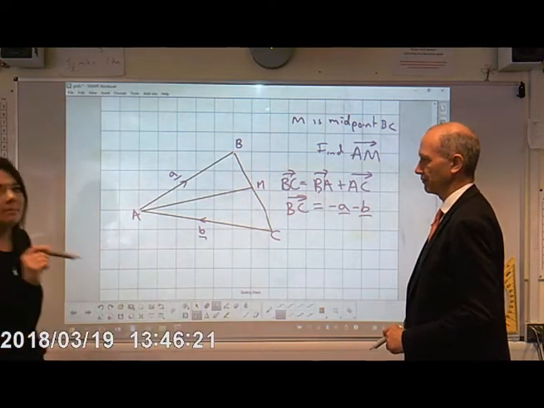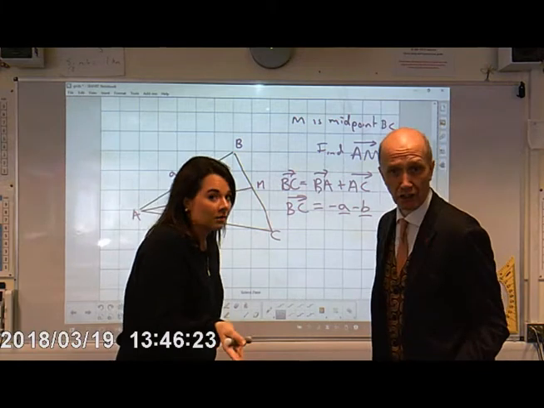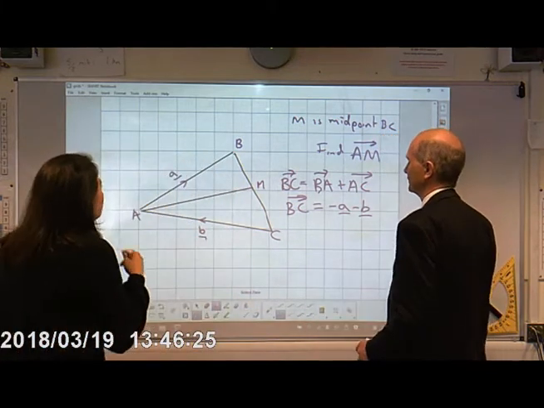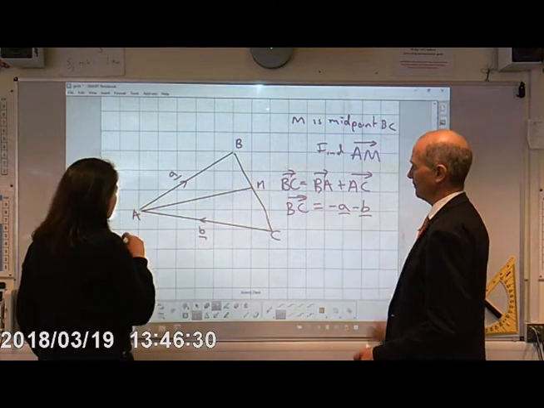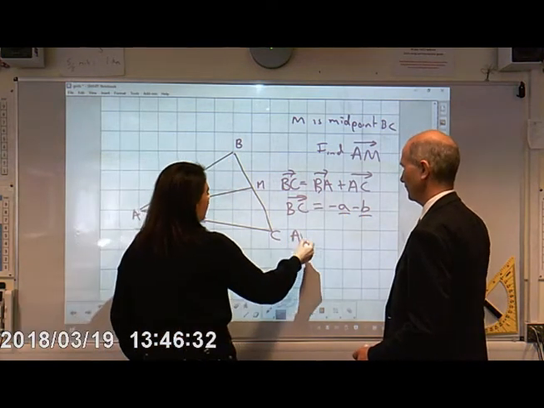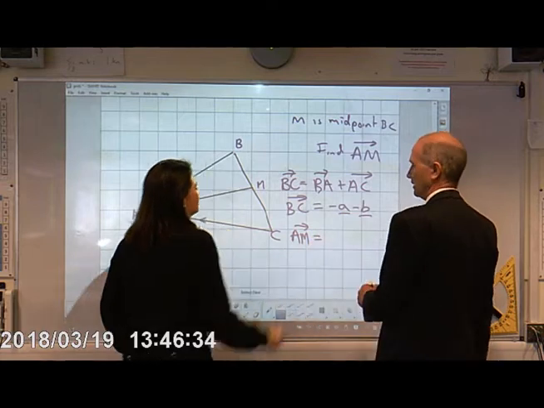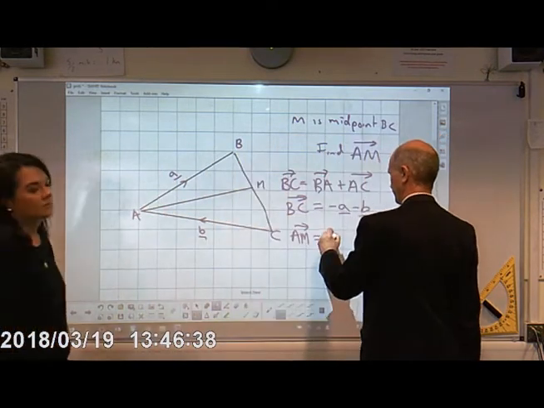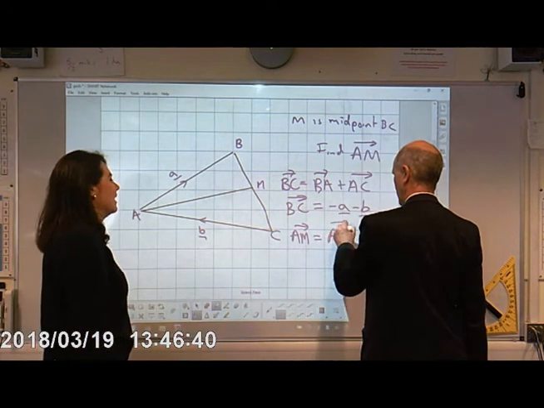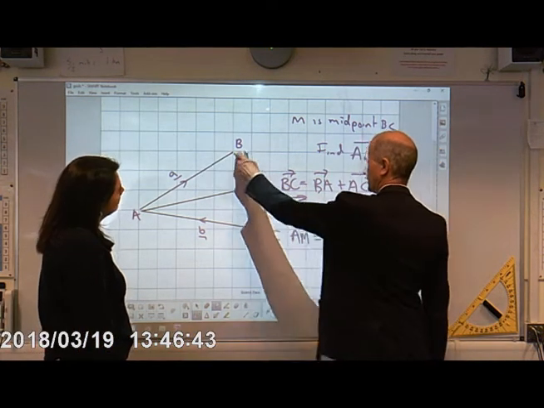Now, a midpoint means halfway. So we want half of BC to find from B to M. So we're going to plan our route now for A to M. Okay. So I'm thinking I'm going to go AB, because that looks nice and simple. Yeah. AB. And then I'm going to have to add B to M.